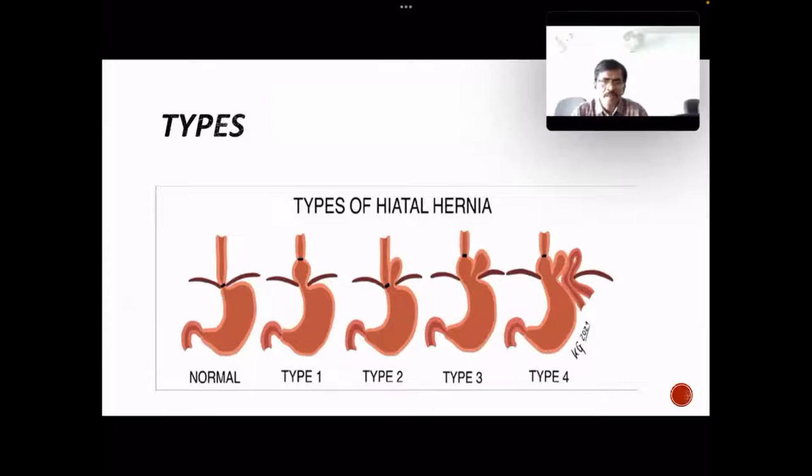So this is a true hiatus hernia. Type 3 is a mixed type, where the gastroesophageal junction also ascends along with a separate hiatal defect through which the gastric fundus protrudes. And type 4 is where, along with the gastroesophageal junction, an organ like the colon or liver also herniates.